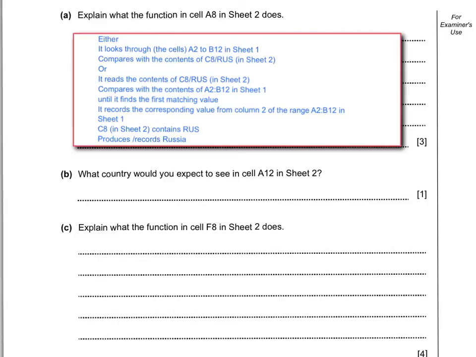In this question, it's asking what you would expect to see in A12. If you go back to the example, you can see that the table array should bring out the answer America, just by analysing the spreadsheet in sheet 1, the table array, against sheet 2. Finally, explain what the function in cell F8 in sheet 2 does. So you want to explain the function.